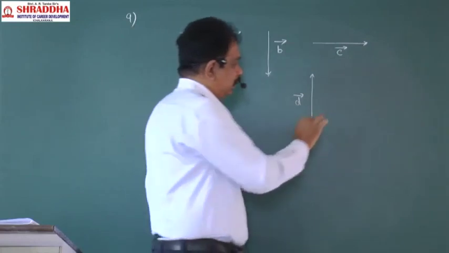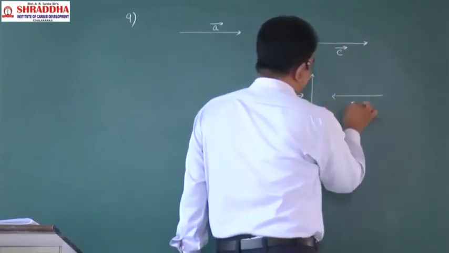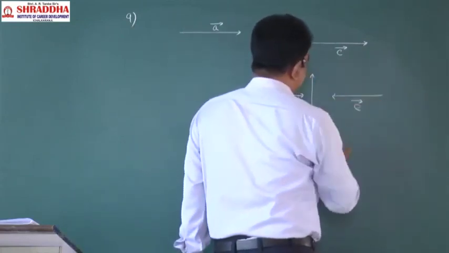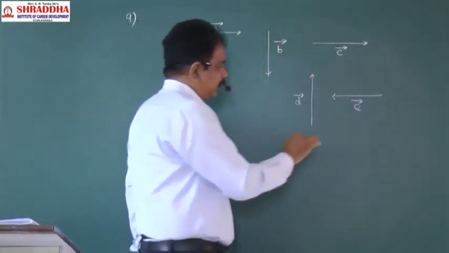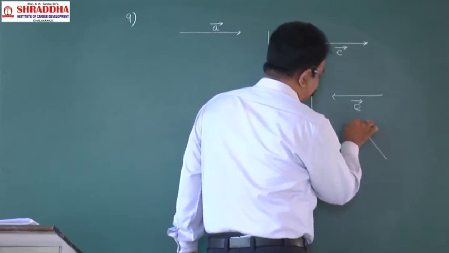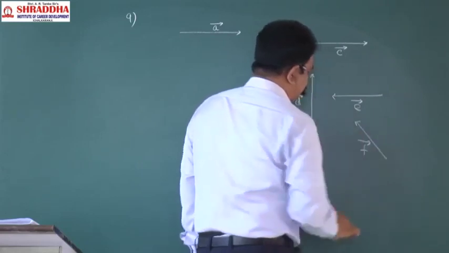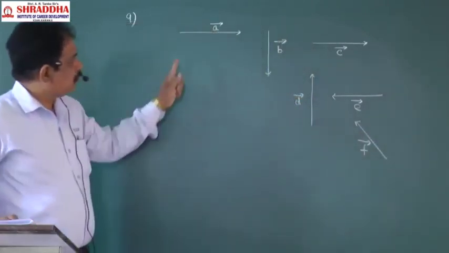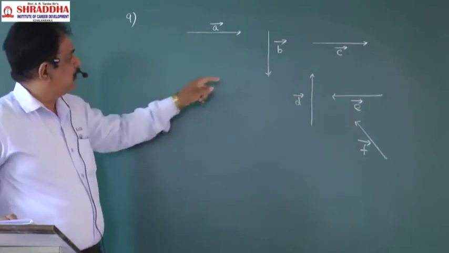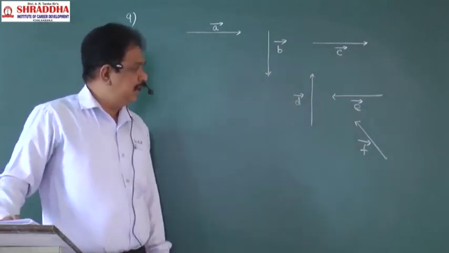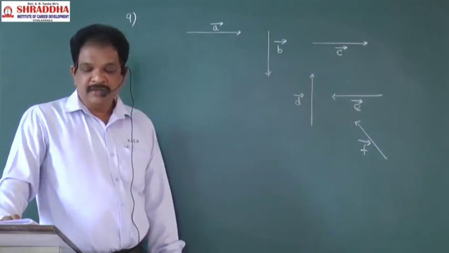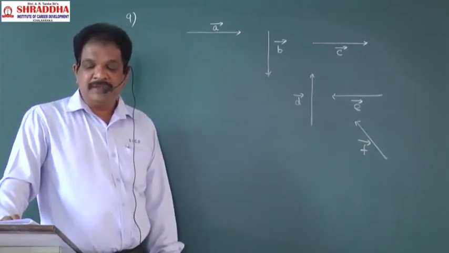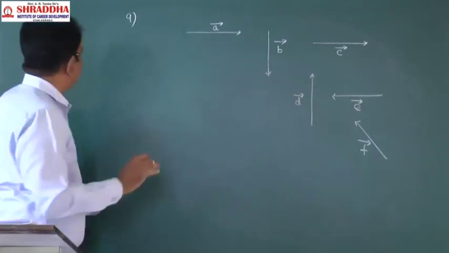This will be E bar. Next, this will be F bar. A, B, C, D, E, F. 6 vectors are given. Which relation will be the correct relation? That is the question.